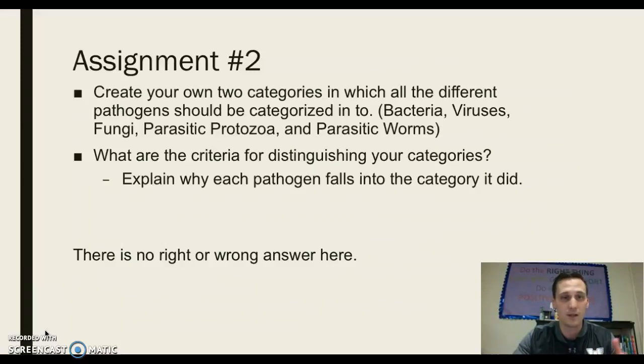Be specific in explaining why each pathogen falls into the category it did. Be creative in what your parameters were for creating these categories. But each one should have a place. None can be left out of your categories. There's no wrong or right answer here. Just do some critical thinking, put them in, and be able to back it up.